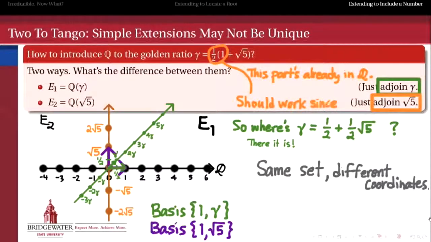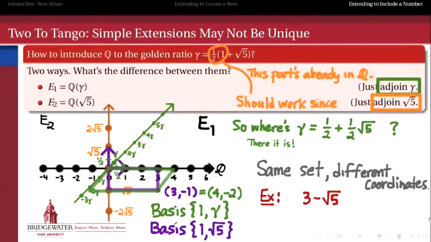of E1 and E2. So as an example, let's suppose I take the number 3 minus radical 5, which we can locate as that red dot right there. In the purple basis, in other words the basis on E2, it's fairly simple to see what the coordinates are, 3 and negative 1, because it's 3 times 1 plus negative 1 times radical 5. What are the coordinates of that point in the green basis, the basis of E1, Q adjoin gamma? Well, we can find that as well, as 4 comma negative 2.